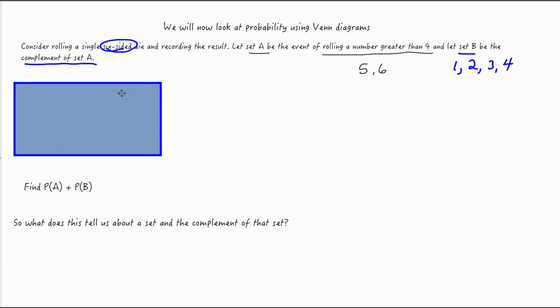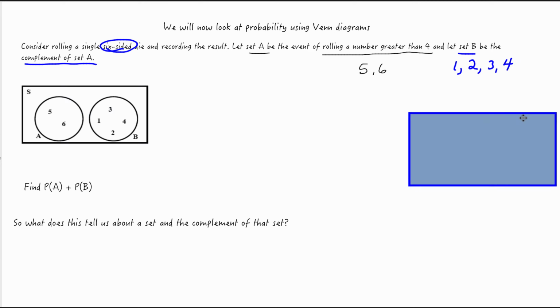Well, how's that going to look like in a Venn diagram? Well, the universal would be the numbers 1, 2, 3, 4, 5, 6. And then we have two sets. We have set A, which are the numbers 5 and 6. And we have set B, which are the numbers 1, 2, 3, 4. And they do not cross. There's no number that's the same.